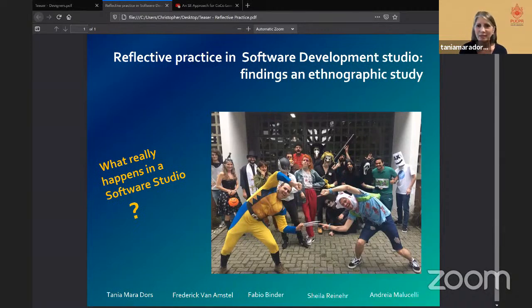Okay, let's start. Well, I did a participant observation in a software studio that is developing mobile applications. Here, it's me. I participated during an event to commemorate Halloween. And it is important to see that we integrated so much with the group.